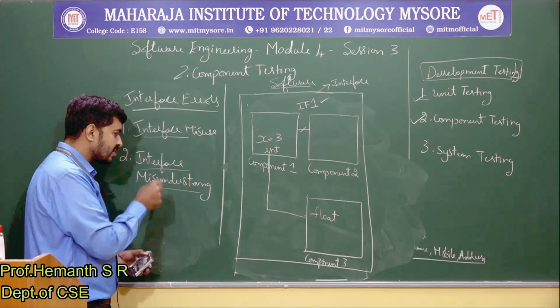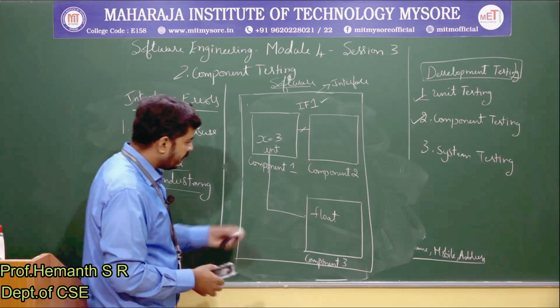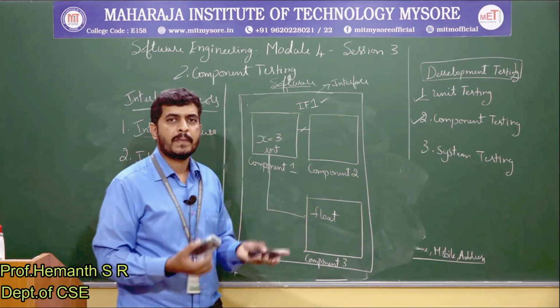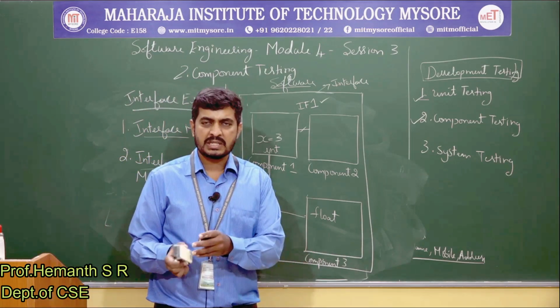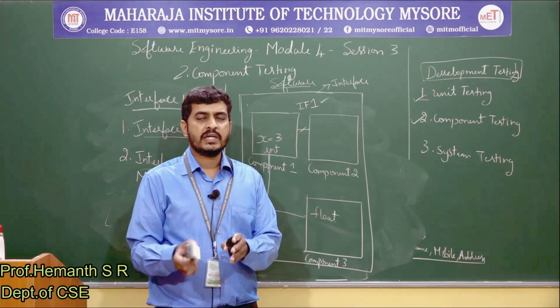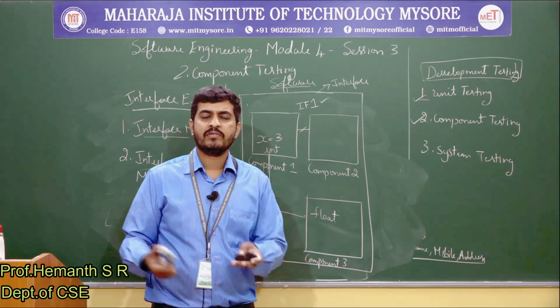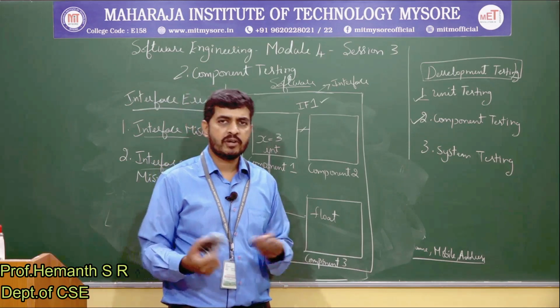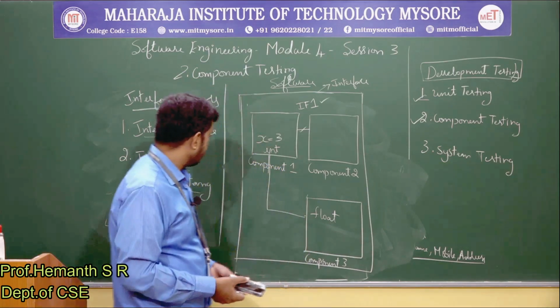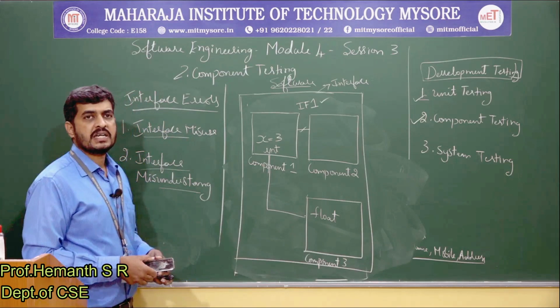These types of situations we call interface misunderstanding, where a component is expecting the data, a parameter, an argument, a message in a specific format, but it is being given or delivered in a different format, a different way. So this is the interface misunderstanding.